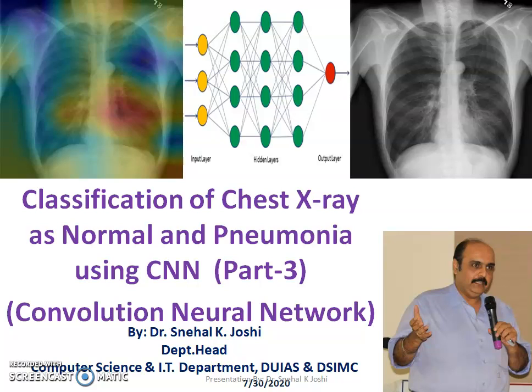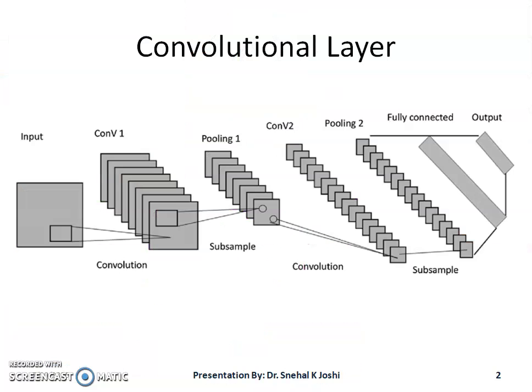Hi all. This is our third and last part of the video lecture about X-ray image classification using CNN to classify chest X-ray images as normal images or images having pneumonia. So let us continue with our lecture.